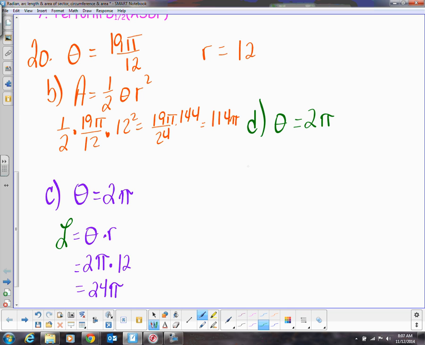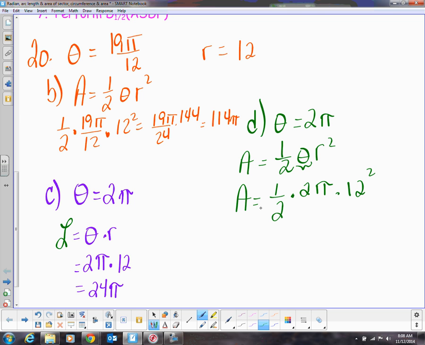On D, we're looking for the area of the whole circle. So instead of just a part of it, the sector is going to be the whole thing. What is the angle measure of a whole circle? What's theta? Theta is 2 pi, and my radius gets squared, so that's going to be 12 squared. The 2s simplify, so that's going to be 144 pi. That's a whole problem. Okay?